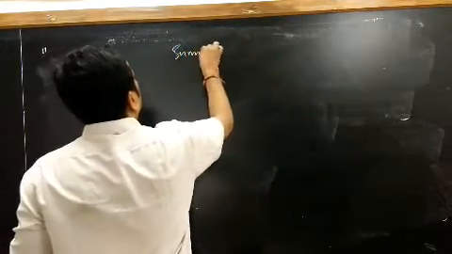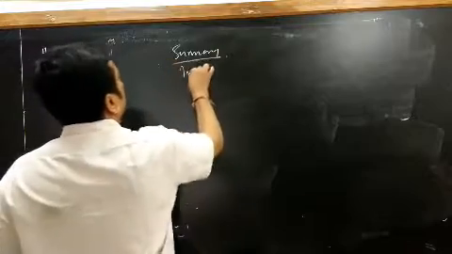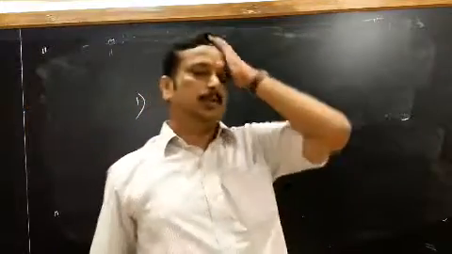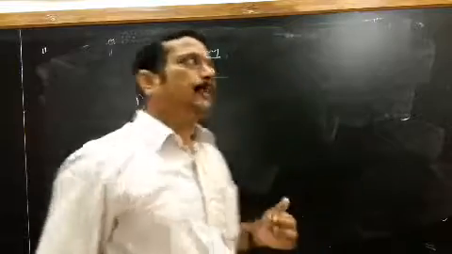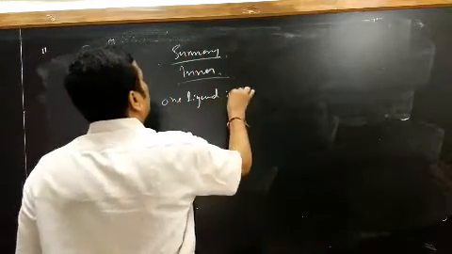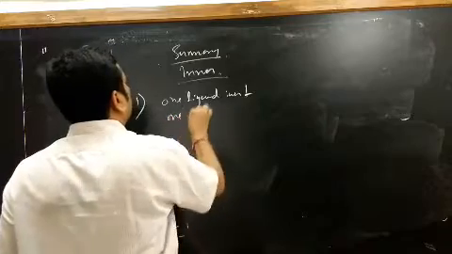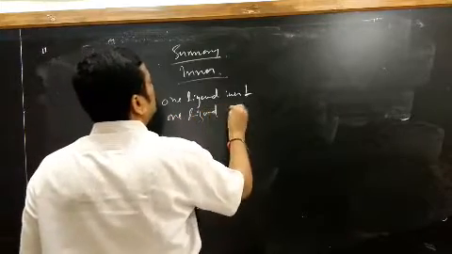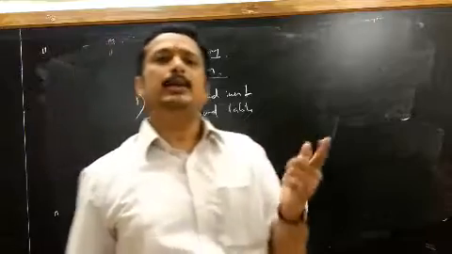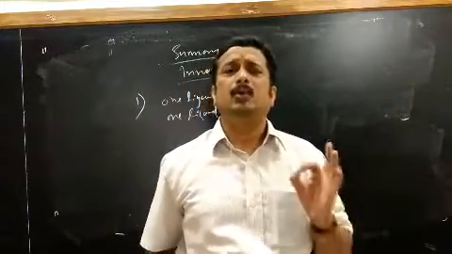Now finally we go for the summary for the inner sphere. What is required? For inner sphere, we require one ligand inert and one ligand labile. This is very much important here. One ligand should be inert and one ligand should be labile.